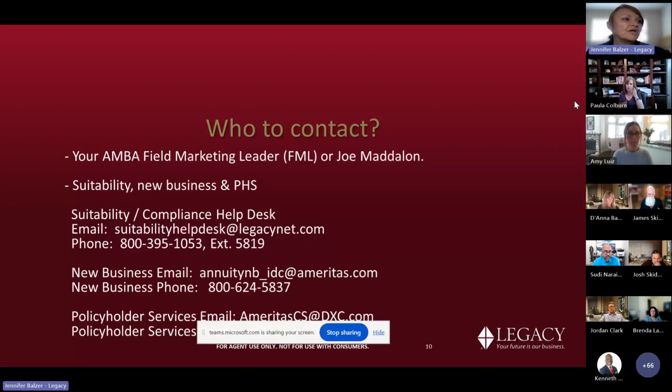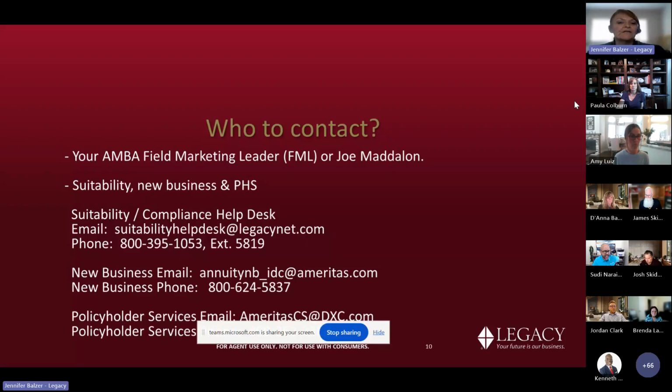Is this truly an escalation? Is this something that AMBA can help with, or does this need to go one step further? But as we mentioned, for escalations, when you're really feeling like you're not getting what you need, or if it's really related to a suitability inquiry, you're going to contact Legacy at the Suitability Compliance Help Desk. I've outlined the email address here, suitabilityhelpdesk@legacynet.com, as well as our telephone number. We're here 7 a.m. to 3:30 p.m. California time, 5 days a week, not 7, 5.